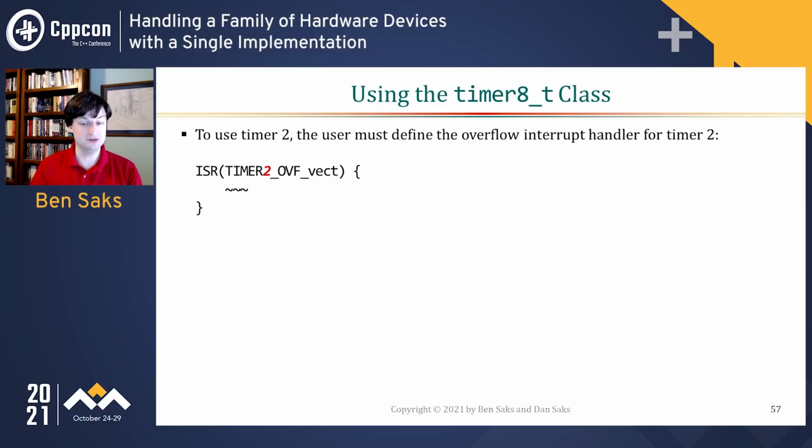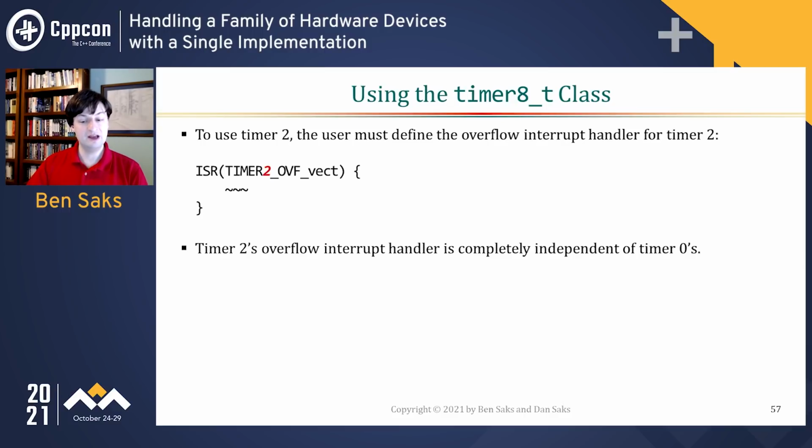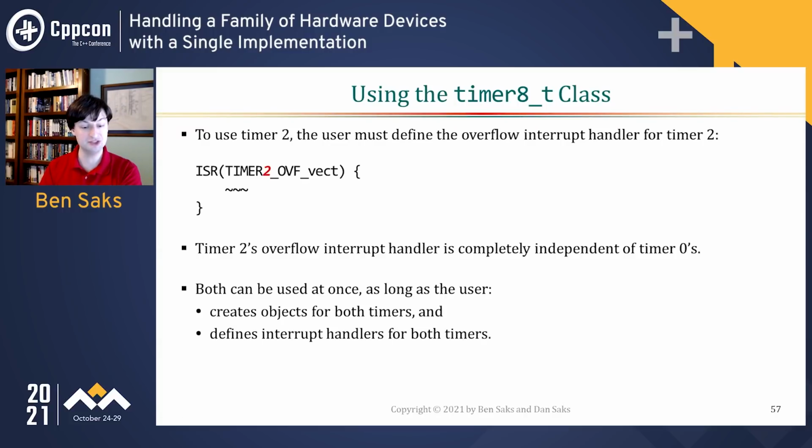And then they also need to, as before, define an overflow interrupt handler for timer 2. And they do this the same way that they did for timer 0, by using the ISR macro to define a function with a specific name. In this case, the name is just slightly different. It's got a 2 instead of a 0. And this can be a completely separate function. And timer 2's overflow interrupt has nothing to do with timer 0's.